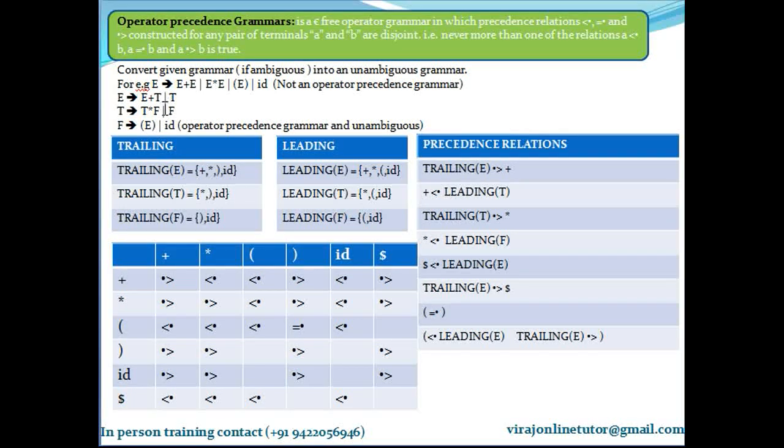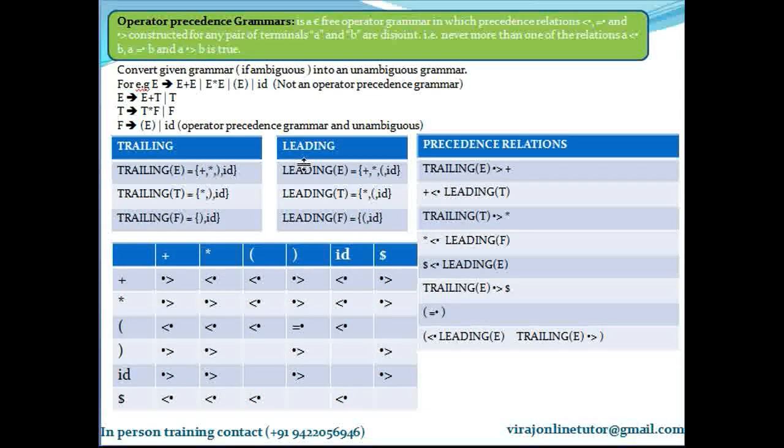Now that this is a non-ambiguous grammar, which is a prerequisite in operator precedence grammars, let's go ahead and compute some important components that we need to construct the operator precedence parsing table. So let's compute some components in order to construct the operator precedence relations table. Here we need to compute leading and trailing. Let's see the examples first and let's get into theory later.